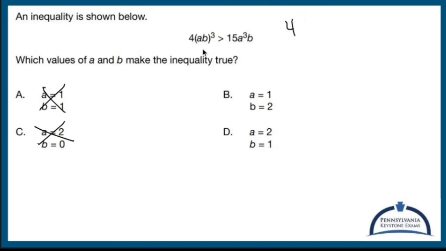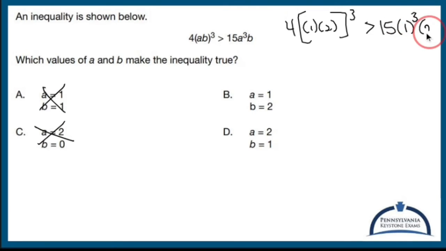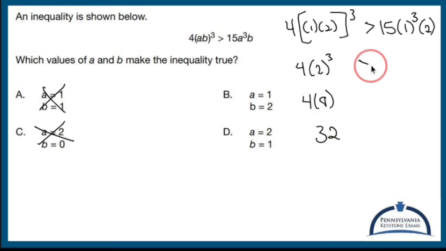I have 4 times 1 times 2, so 1 times 2, and then put that into the brackets, right? I've got to show that that is greater than 15 A to the third, so 1 to the third times 2. All right, so inside these parentheses, I have 1 times 2, so 4 times 2 to the third. Those brackets don't need to be there anymore. 2 to the third is 8, because 2 times 2 times 2 is 8, not 6, and 4 times 8 is 32. I need to show that 32 is greater than whatever this is.